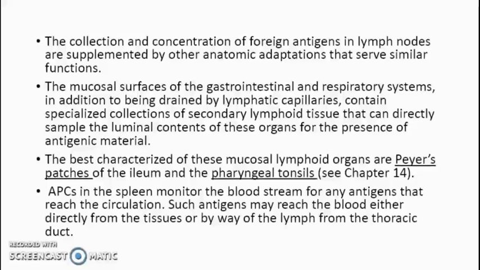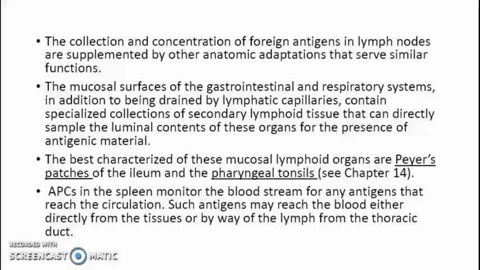The collection and concentration of foreign antigen in lymph node are supplemented by other anatomic adaptations that serve similar functions. The mucosal surface of the gastrointestinal and respiratory systems, in addition to being drained by lymphatic capillaries, contain a specialized collection of secondary lymphoid tissues that can directly sample the luminal content of these organs for the presence of antigenic material. The best characterized of these mucosal lymphoid organs are Peyer's patches of the ileum and the pharyngeal tonsils.